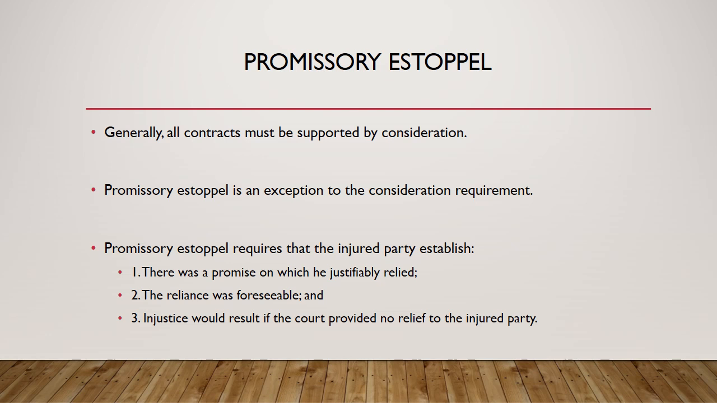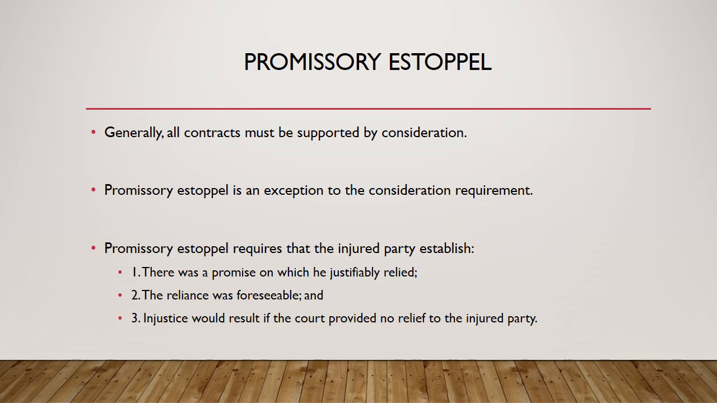You've got to show that there was a promise that was justifiably relied upon. Let's go back to our example that we talked about with promissory estoppel, where the homeowner made the offer. The painter went out and bought the paint, bought the ladder, the paintbrushes, hired workers to come. He was justifiably relying upon that promise from the homeowner.